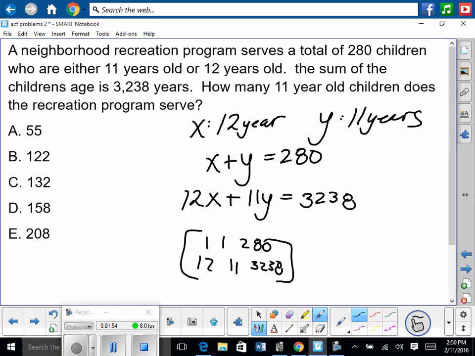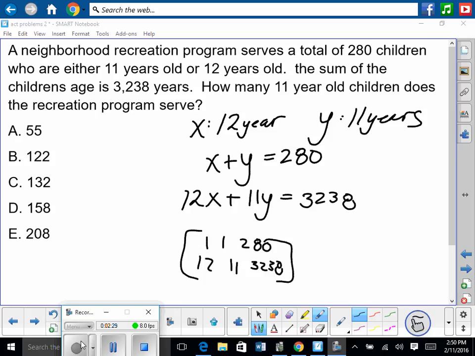So you have to do second matrix into edit. You guys need a calculator, because it takes a second to remember. You've got to put in what kind of matrix. So it's a 2 by 3, and then 1 enter, 280 enter, 12 enter, 11 enter, and 3,238 enter. Then you have to hit second quit. Then you have to go back into matrix, math, and then reduced row echelon form.